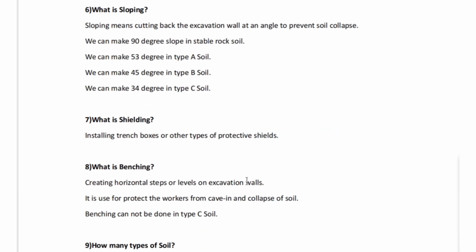What is sloping? Sloping means cutting back the excavation wall at an angle to prevent soil collapse. We can make a 90-degree slope in stable rock soil, 53-degree in type A soil, 45-degree in type B soil, and 34-degree in type C soil.